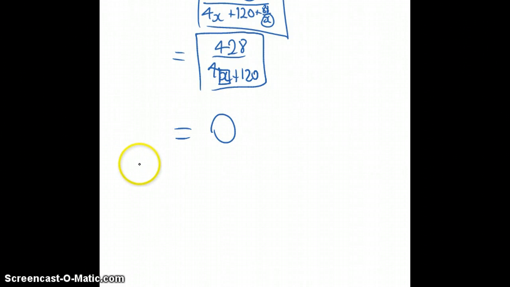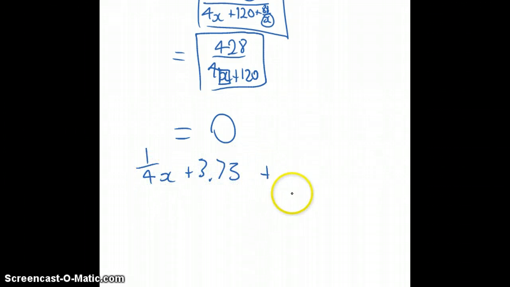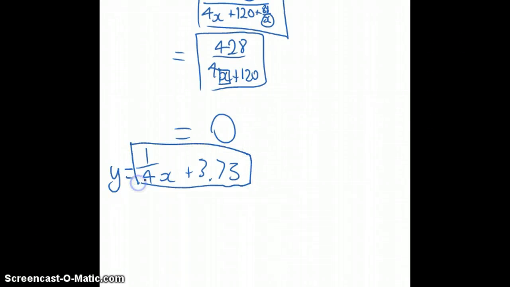Now, if we have 1 over 4x plus 3.75 plus 0, that means that as x approaches infinity, the y's will approach 1 over 4x plus 3.75, because as the x approaches infinity, the term that was here becomes 0, meaning that all we're left with is 1 over 4x plus 3.75. But this is also the equation of the oblique asymptote.